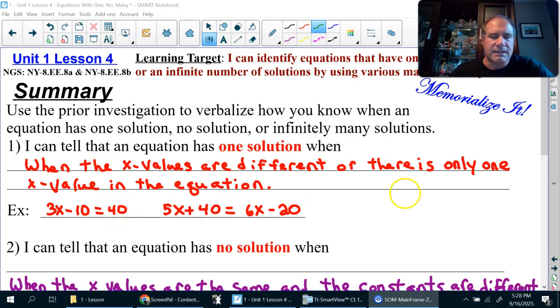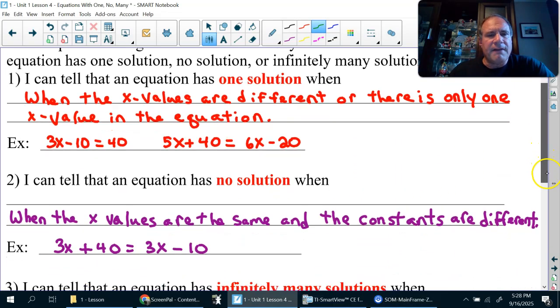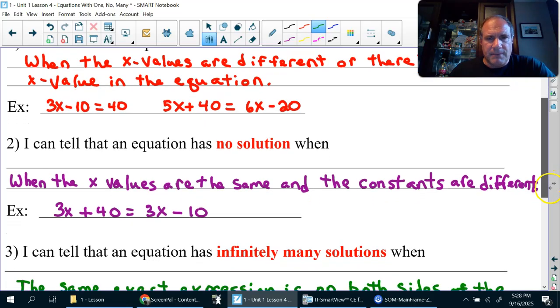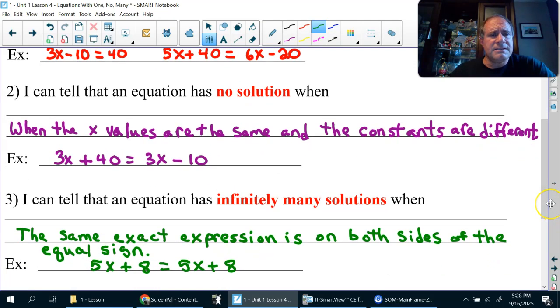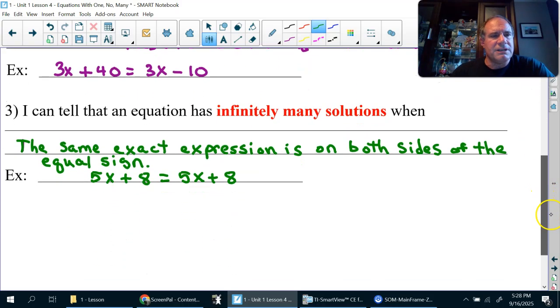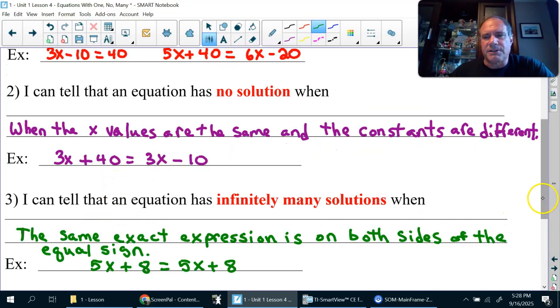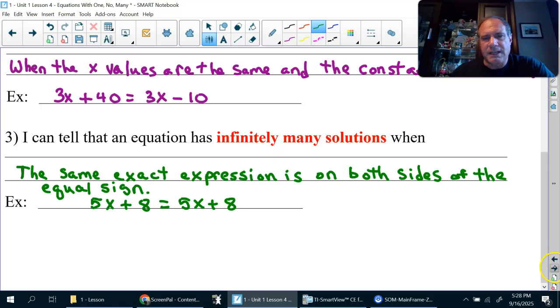You have 3x minus 10 equals 40. You'll have one solution. 5x plus 40 equals 6x minus 20. Different x's on both sides. That's it, has one solution. I can tell an equation has no solution when the x values are exactly the same. The coefficients of those x's are exactly the same. You see you have 3x and 3x, and the constants, the 40 and the negative 10, are different. That is no solution. I can tell when an equation has infinitely many solutions when it's the same exact expression on both sides, like 5x plus 8 equals 5x plus 8.